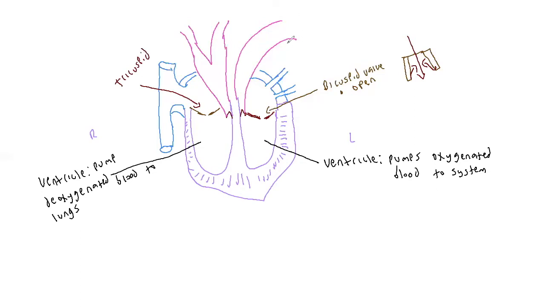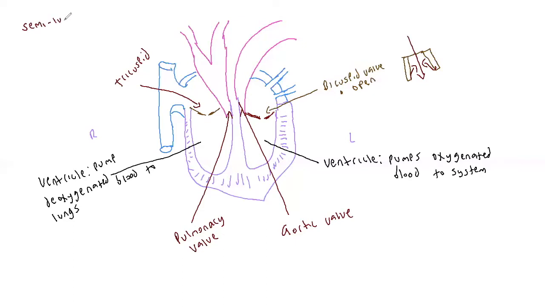Now this valve here is going to be called the pulmonary valve. And this is going to separate the ventricles from the pulmonary artery. And this here is called the aortic valve. And this is going to separate the left ventricle from the aorta. And like I said, these are the semilunar valves. So these semilunar valves, their default position is actually closed.